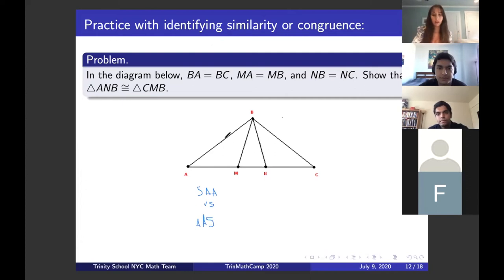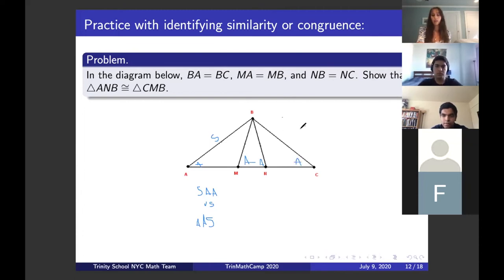Because if we said this side to this side, this angle, and this angle, right? Saying SAA is just saying the order we're doing it. So we're just saying this side equals this side. This angle equals this angle, and this angle equals this angle. Oh, we chose the other angles. We did these angles. I don't want to confuse anyone.